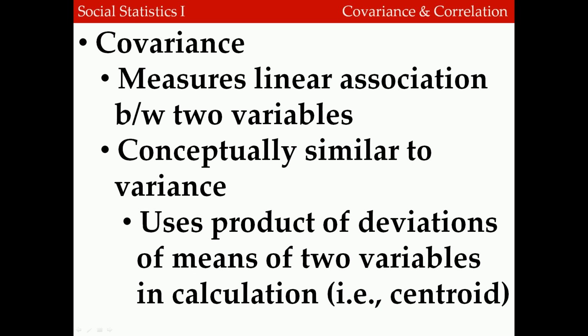Now let's talk about covariance, which is a measure of linear association between two variables. Conceptually, it's very similar to the variance. The only difference is that we take the product of the deviations for two variables, and then we multiply them by each other. Think of it like taking the deviation from that center point, the centroid, that we saw in the scatter diagram earlier.